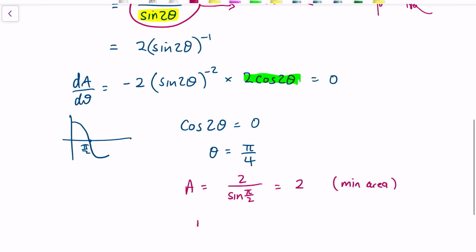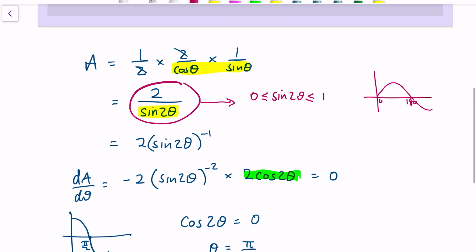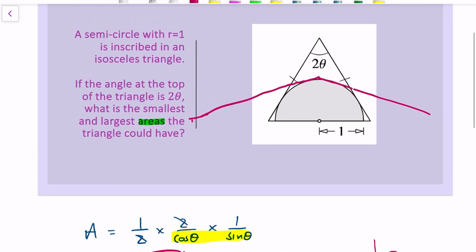But there is no maximum area, as we can make it tend to infinity as theta tends to 90 degrees, bearing in mind that the angle at the top was 2 theta, so theta tending to 90 is the same as saying this angle here is tending to 180.